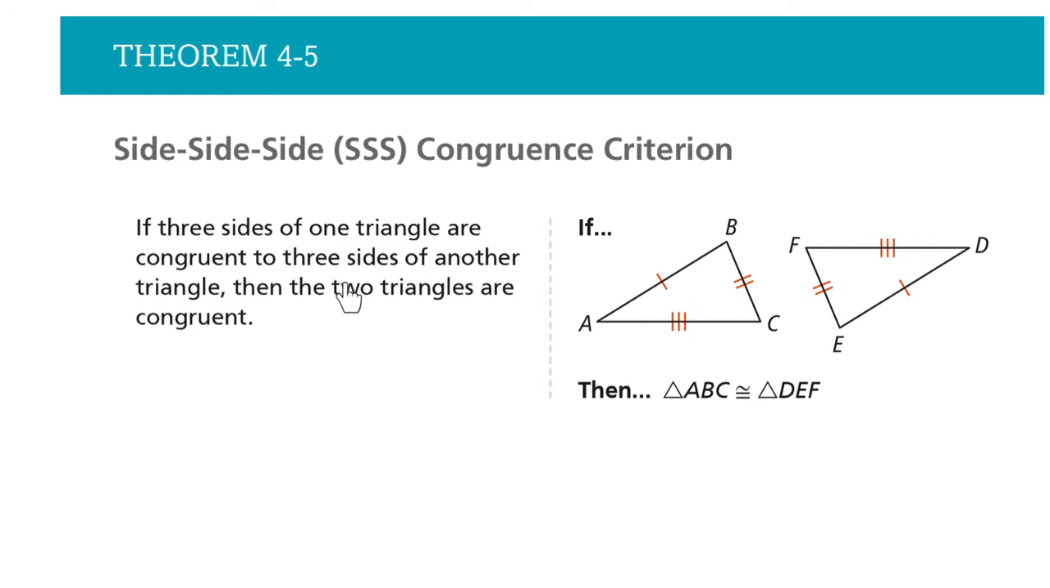And this one's a little more straightforward. Basically it says that, hey, if you got two triangles and each side of one triangle can match up to a side of the other triangle as congruent, then that means that your triangles are going to be congruent.